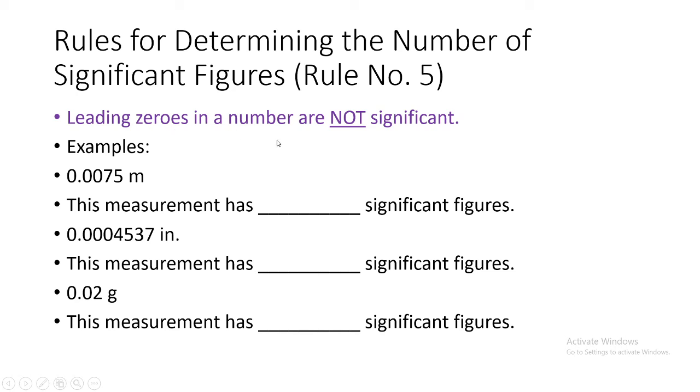Leading zeros in a number are not significant. You have leading zeros here. Okay, leading zeros here. So they are not significant. Okay, so only these two numbers are significant here. Right here, these leading zeros are not significant, so we have 4 significant figures here, and then this one here, these 2 zeros do not count, so you only have 1 significant figure here as well.